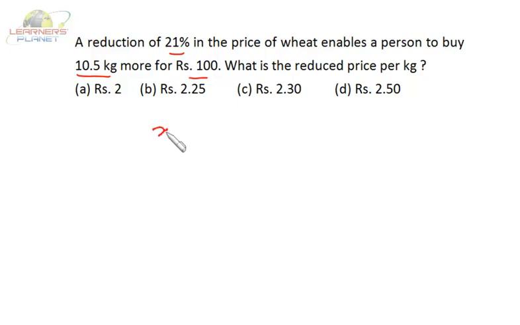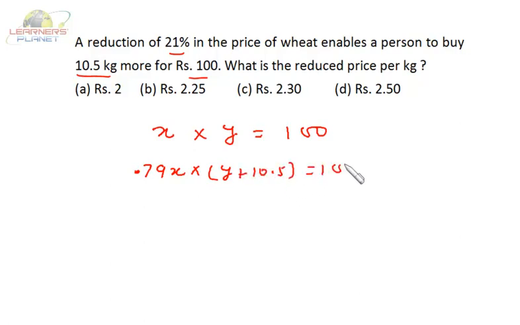Initially this is the price x, this is the quantity y, and the overall amount is 100. Now price has been reduced by 21%. That means the new price is 0.79x and the new quantity is y plus 10.5, and the amount is the same. That means 0.79xy plus 0.79 into 10.5x is equal to 100.